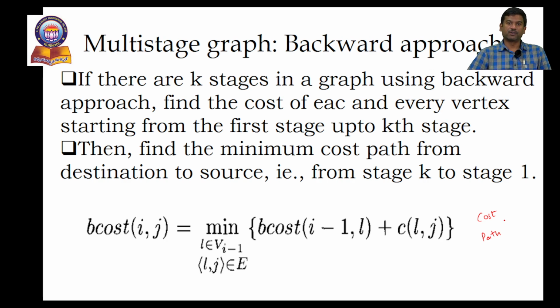And how to find the cost? In the backward approach, b cost of i comma j equals min of b cost of i minus 1 comma l plus c of l comma j. And the path, the minimum cost path from destination to the source, is what the backward approach involves.